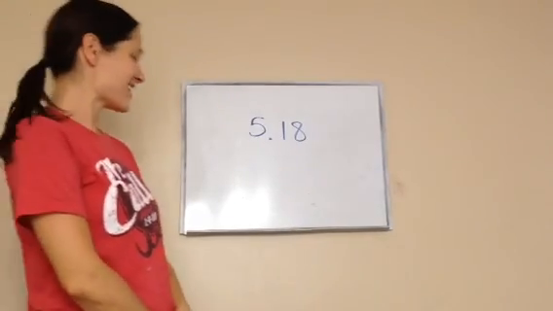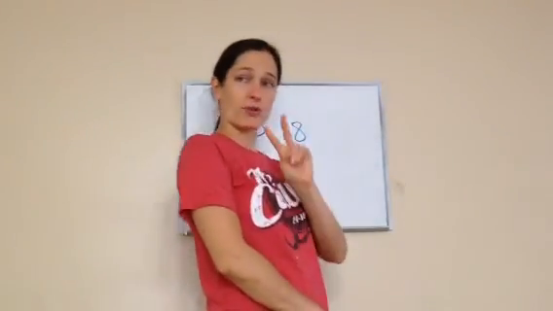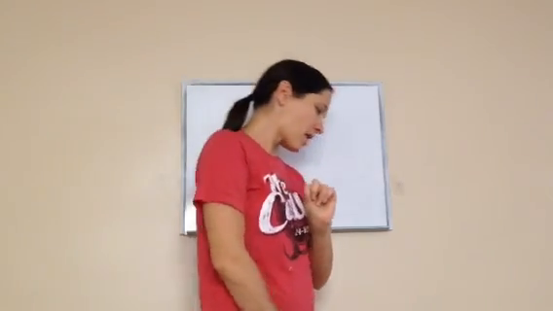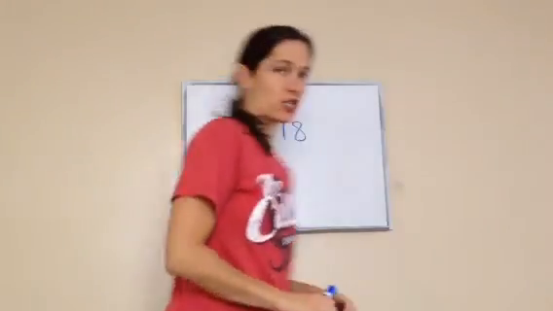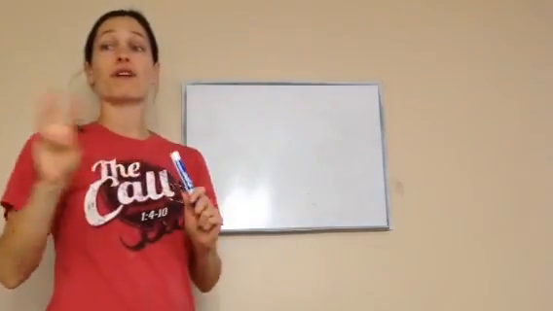Fifth grade, lesson 18. We're going to be learning two small lessons in this one: multiplying three factors, and then missing numbers in multiplication. All right? So that's what you're going to be learning today. Let's start with multiplying three factors.